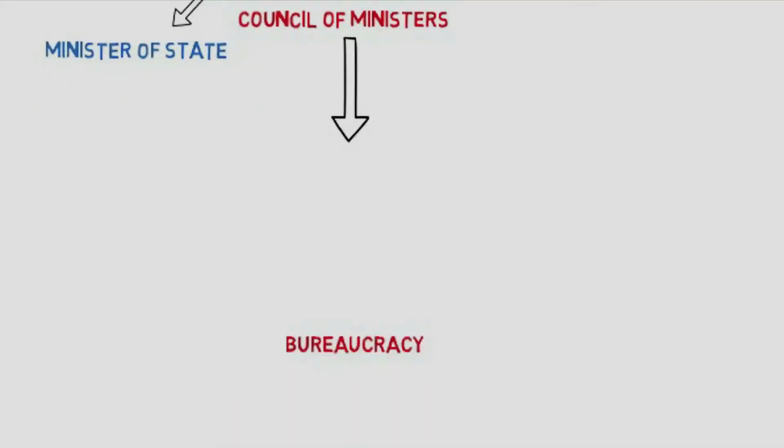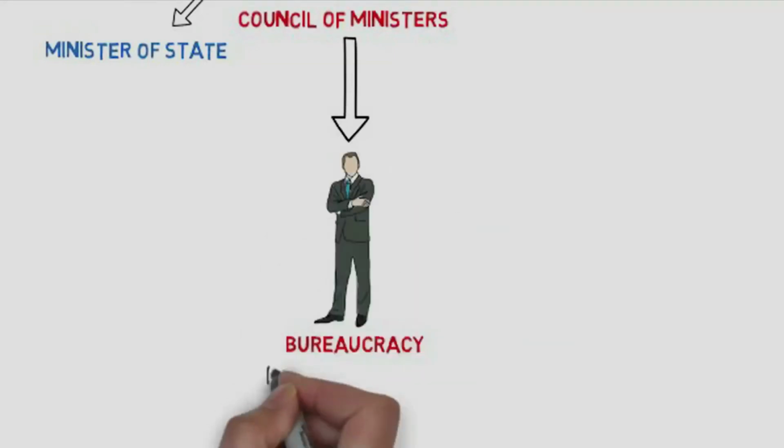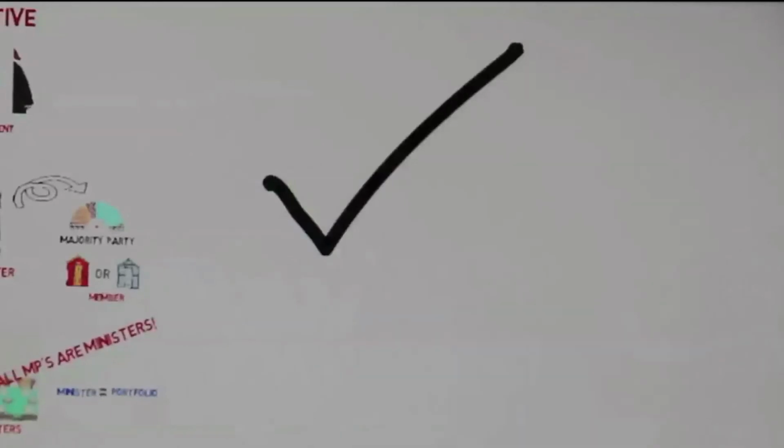And at the next level is the bureaucracy. For example, IAS officers, IPS officers, etc., who work at the ground level. And that, friends, concludes the second pillar.